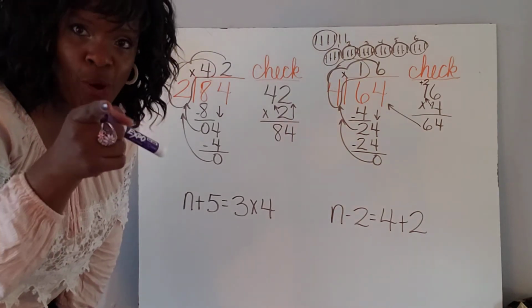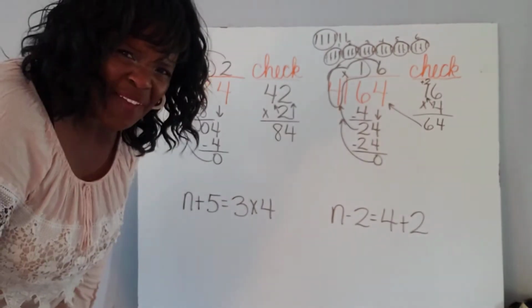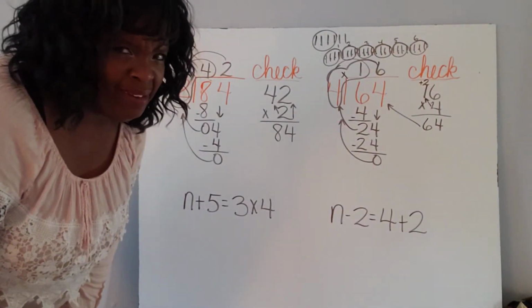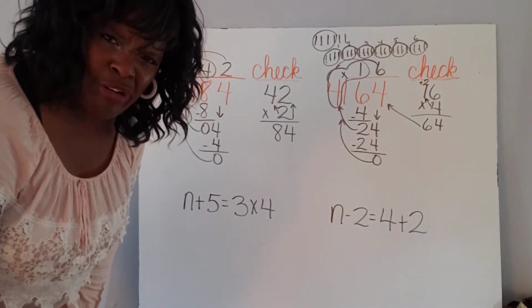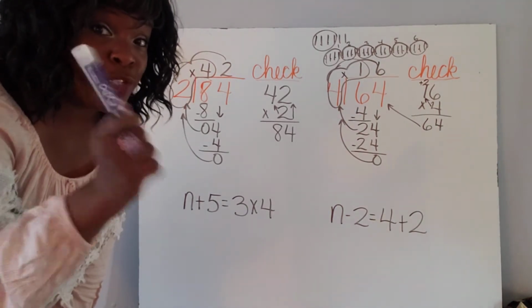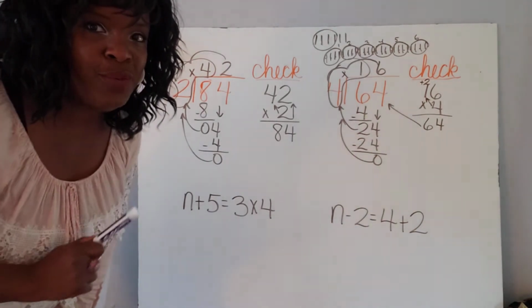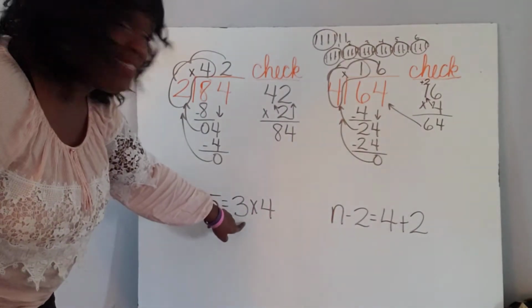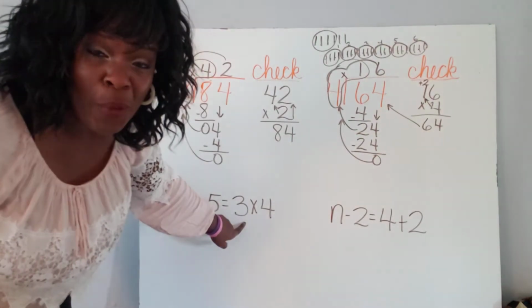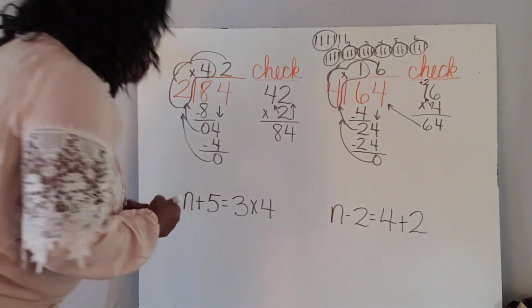Do what you know. Do you know what n plus 5 is? No, we haven't learned how to add n to 5 in 3rd grade. So we're not doing that side because that's not what we know. Do what you know. Do you see something that you know? What do you know? Yes, you know 3 times 4. Very easy. 3 times 4 equals 12.